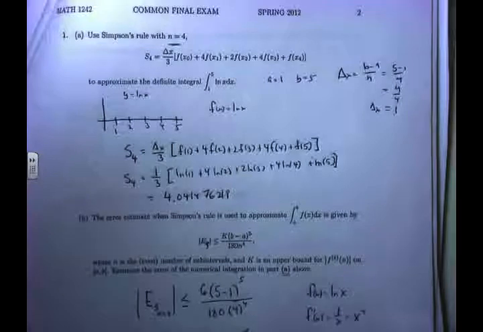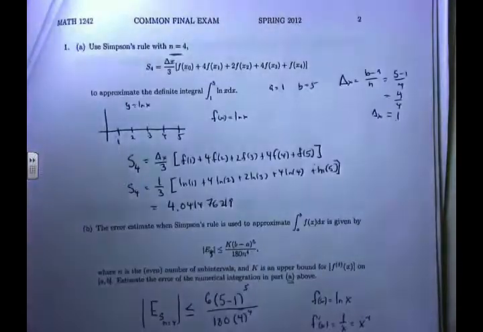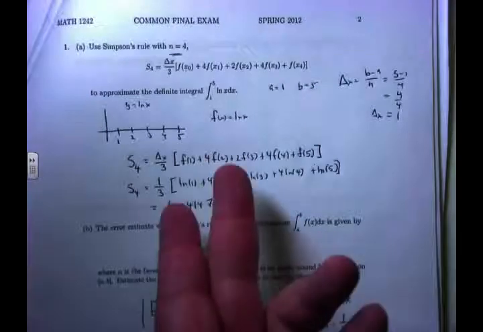So when you do this 4-2-4-2-4 combination, you always start out on a 4 on your first internal point, you end up on a 4 just before your end point. And as long as n is even, that pattern will always work. That's why n has to be even for Simpson's rule. So they could not have asked me the question, use Simpson's rule with n equals 5, because that would be stupid. You cannot do that. N had to be even in this problem.